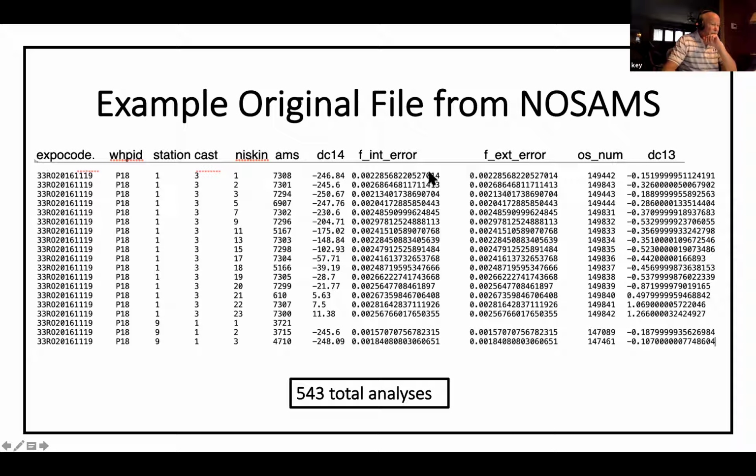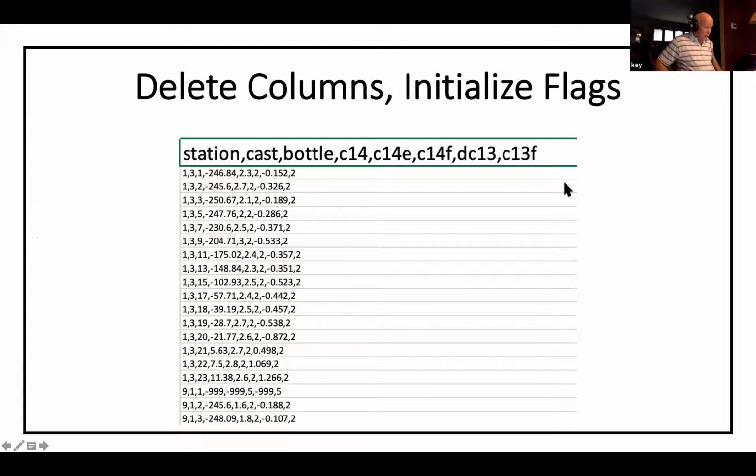I'll reduce the C14 error to a single number, and I don't use the OS number. So when I finish with that winnowing of the data, I wind up with a simple comma separated file that looks like this. And the only thing I've added is I've initialized the flag. So this is station, cast, bottle. Those are exactly the same numbers as from the previous file, the C14 result. The C14 error, that is the maximum of the internal and external error multiplied times 1,000. C14 flag, I initialize it to 2.